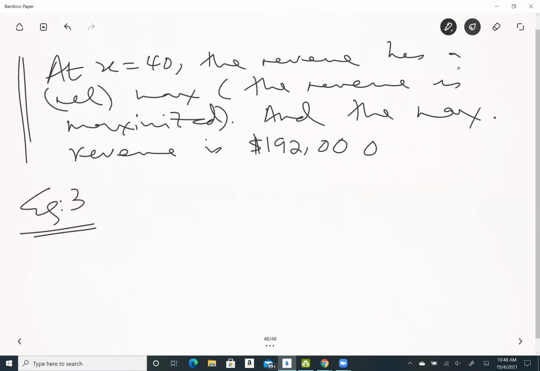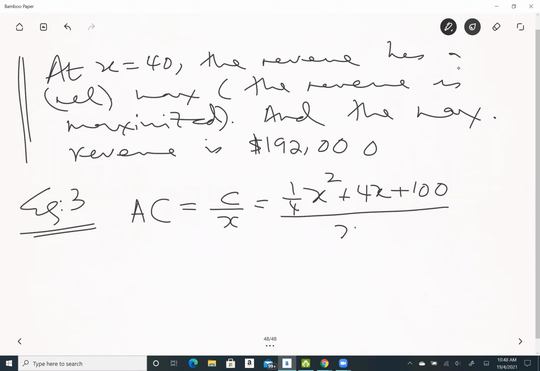From the cost function, you get the average cost. All right? So if you look at example number three, that is how you do it. So you make use of the relationship: average cost is equal to C over the quantity x. And that will be equal to what? Well, it will be equal to 1 over 4 x squared, that is the cost function, plus 4x plus 100, everything you divide by x. So what is it equal to? That will be equal to 1 over 4 x plus 4 plus 100 over x.